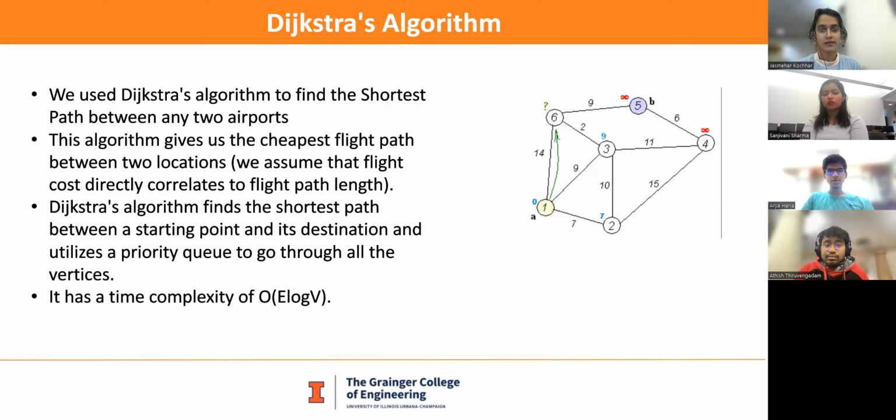For our first algorithm, we used Dijkstra's algorithm to find the shortest path between any two airports. We are assuming here that the shortest path is also the cheapest path between any two airports because it has the smallest distance and the flight has to travel less. Dijkstra's algorithm has a time complexity of E log V, where E is the edges and V is the nodes of the graph.